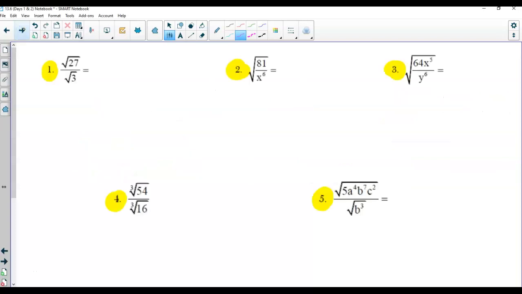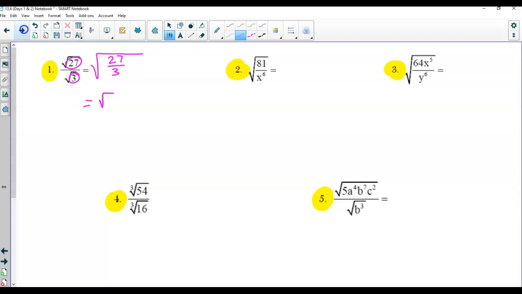Well, let's check a few of these out. Let's go. What are we going to get? Well, I can think of, okay, now that's not a perfect square and that's not a perfect square. So I'm thinking maybe I want to see the whole thing underneath there. Does 3 go into 27 evenly? Well, you bet it does.